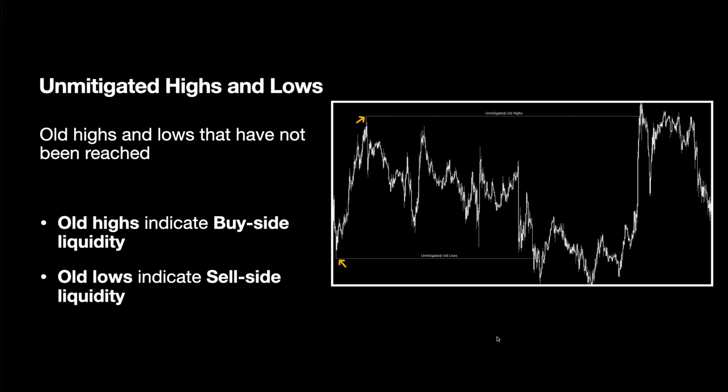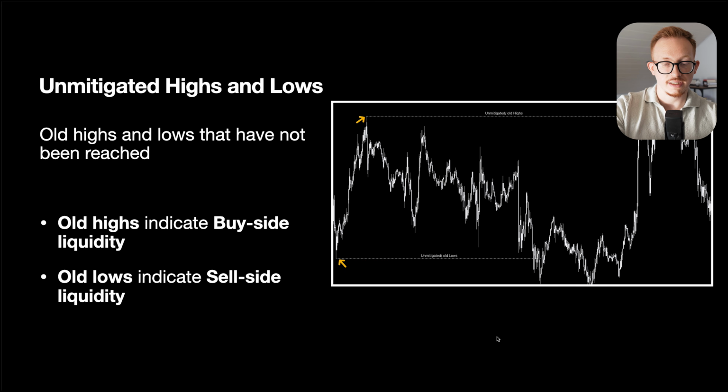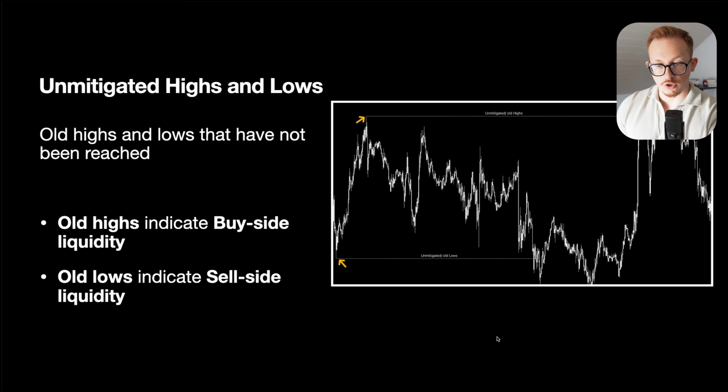Once we have reached it, we have a huge reaction to the downside. Unmitigated old lows that have not been reached before get reached, we have a reaction to the upside. And guys, remember this, and this is something that I see a lot of people do wrong. Whenever they see an old high or an old low being taken out, they're going to target the other side immediately. Like for example, if this old low gets taken out, they're going to target the old high immediately and vice versa. And yes, this can work.